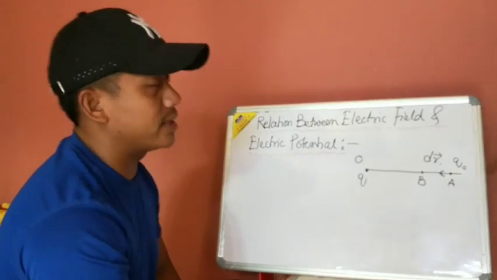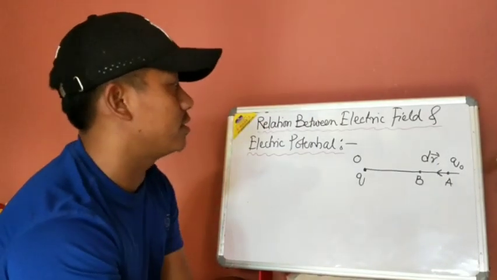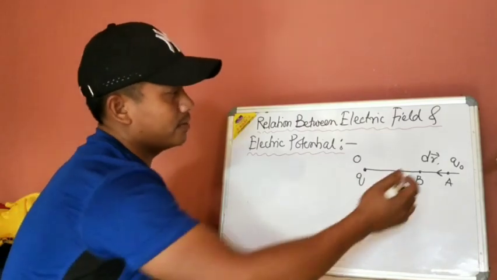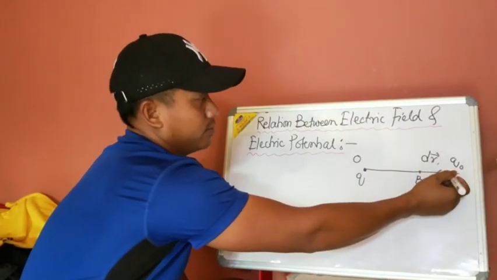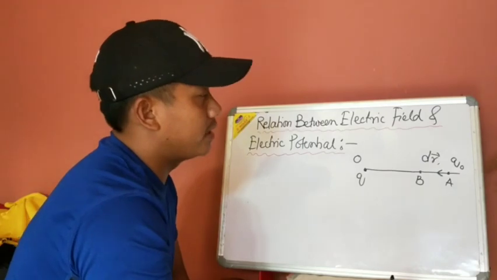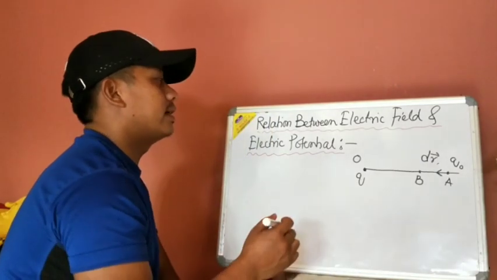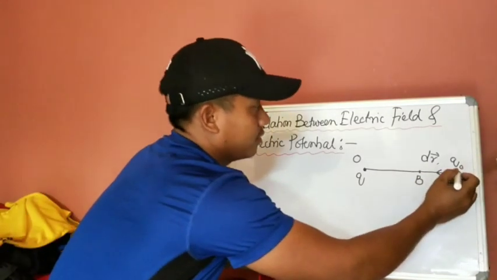Dx or dr, it doesn't matter. Some small distance dr, dx. Dr is the vector displacement of the test charge Q naught from left to right, from A to B. This is dr vector. Then just imagine the electric field direction.